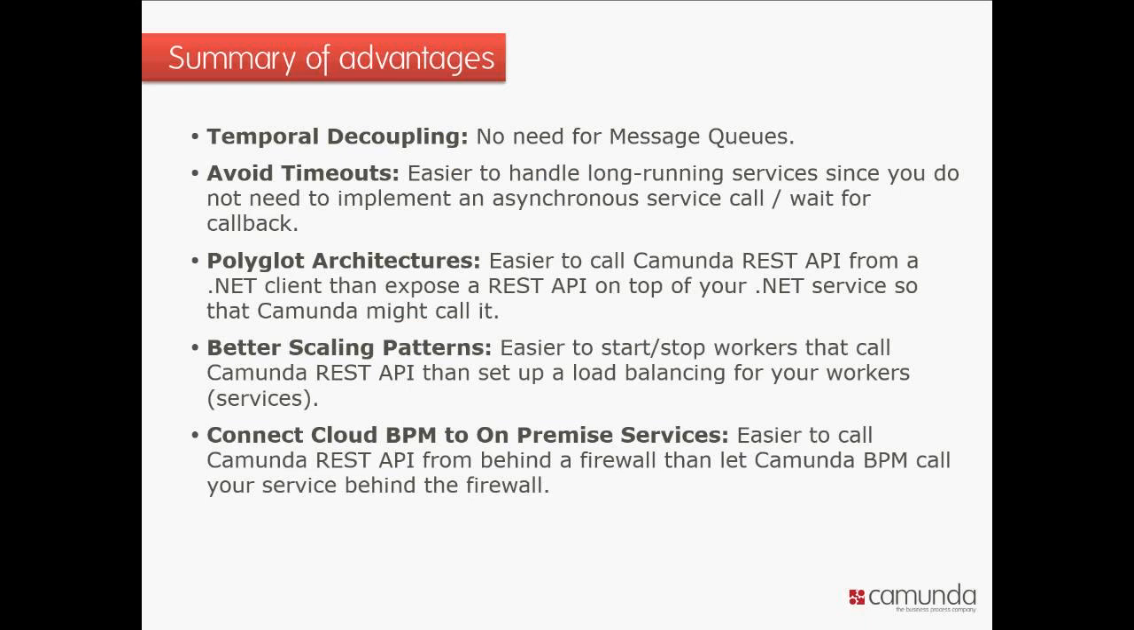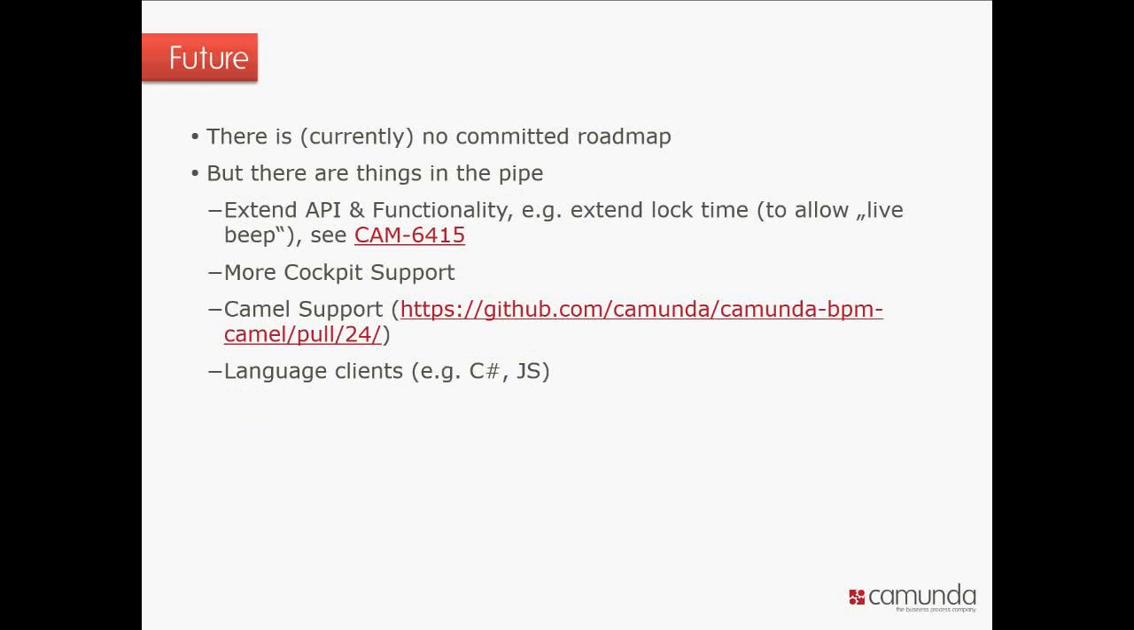I don't want to go over the summaries. I mean, we talked a lot about the advantages, so I hope they're pretty obvious. There's one thing I wanted to tell about the future here. At the moment, we don't have a committed roadmap. What does that mean? We introduced external tasks like they are at the moment in 7.5. So they are there. They are supported. They're in the product, so you can use them. And we already have a lot of projects using them.